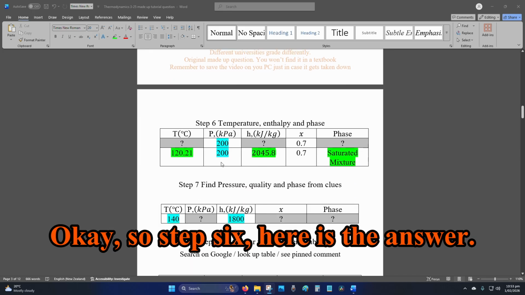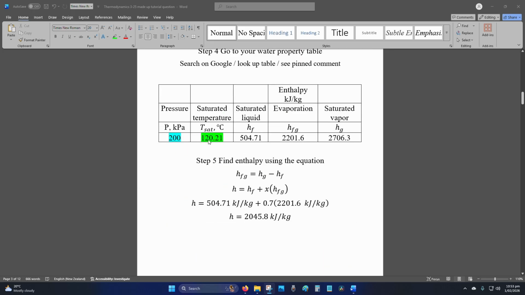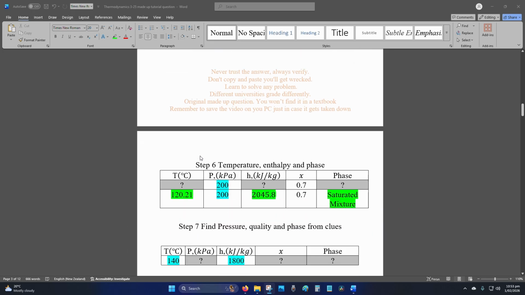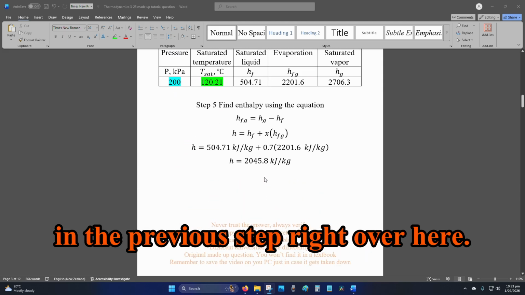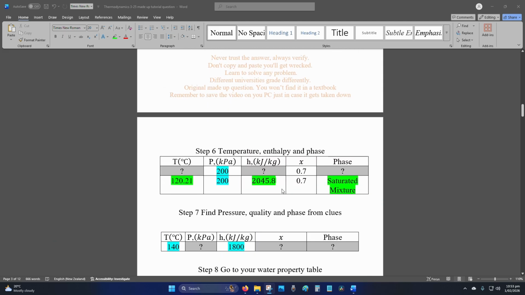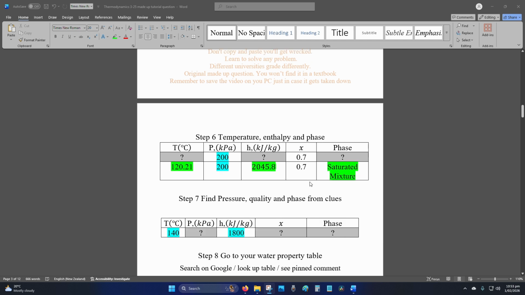So step 6, here is the answer. So 120.21 degrees Celsius, same as the property table, and then the enthalpy we just worked out in the previous step right over here. We know it's a saturated mixture because they give us the quality.